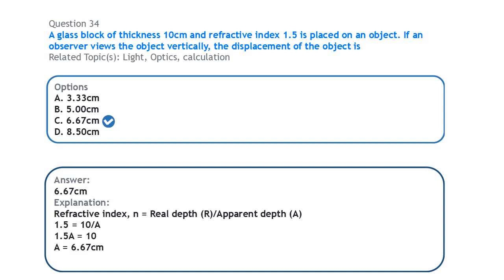When you cross multiply this, you have 1.5a equal to 10. To get the value of the apparent depth, we divide both sides by 1.5, and that gives us 6.67. Now the vertical displacement is the real depth minus the apparent depth, which is 10 minus 6.67, and we get 3.33 centimeters.